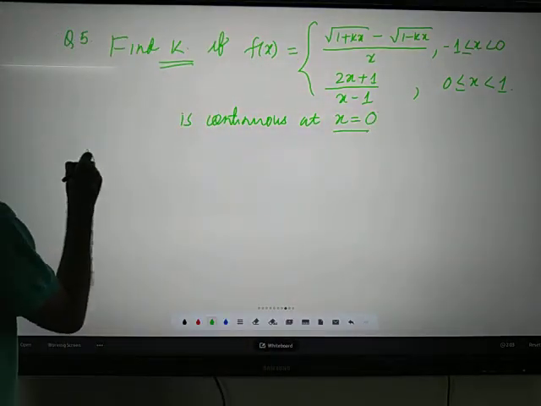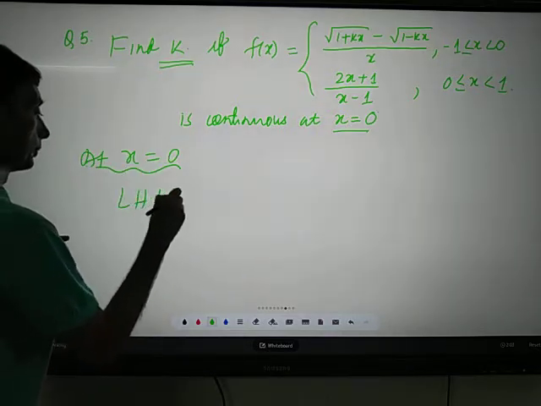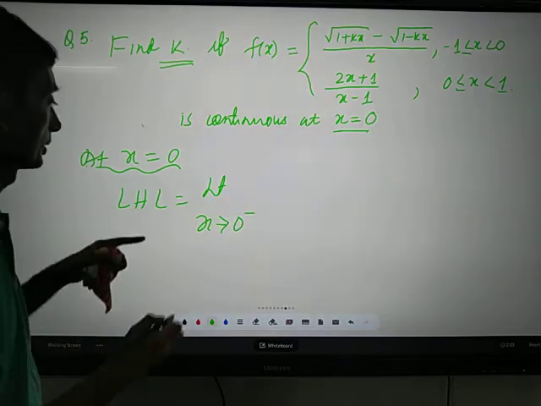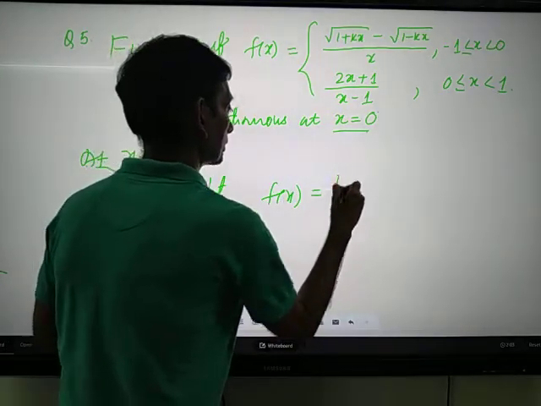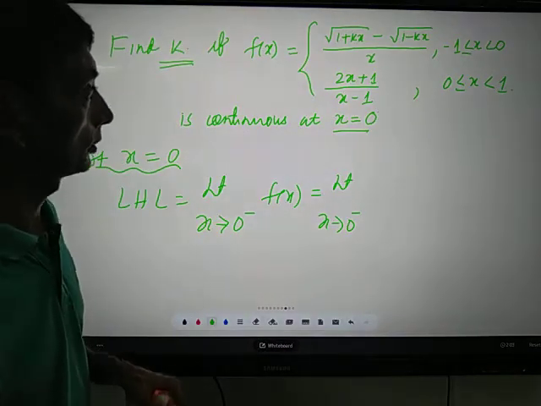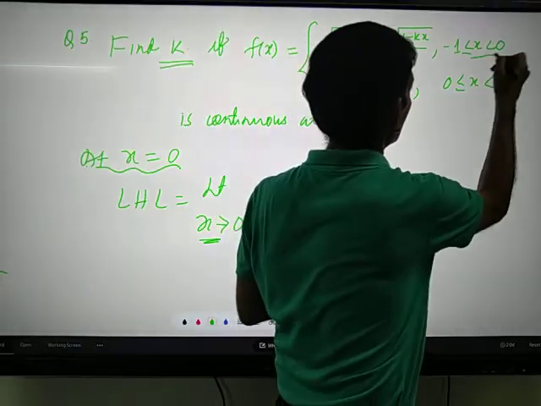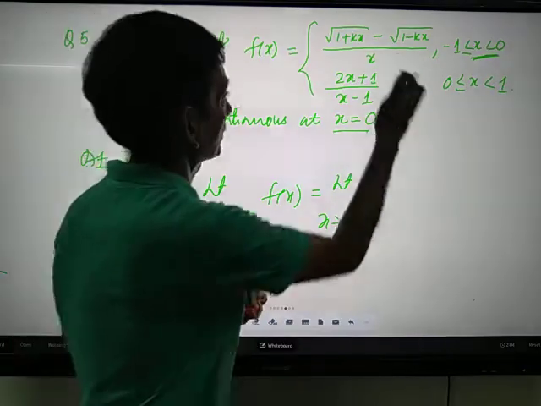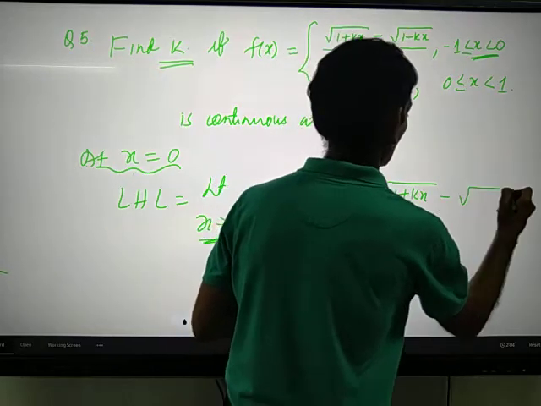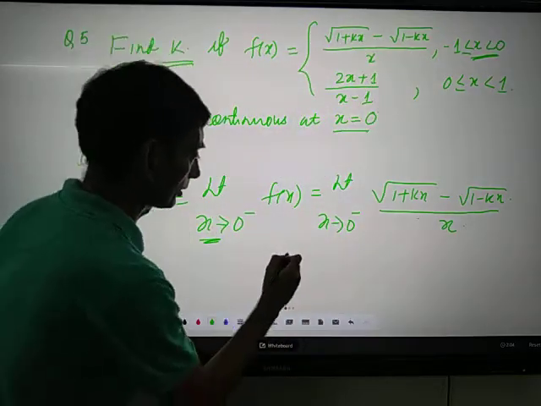Now first of all, at x equal to 0, we'll find out the left hand limit and right hand limit. So left hand limit: limit x tends to 0 minus f x. Here x approaches 0 minus means x is less than 0, so f x will be replaced by this function, that is root 1 plus kx minus root 1 minus kx by x.